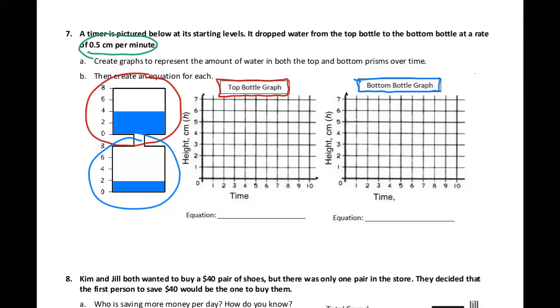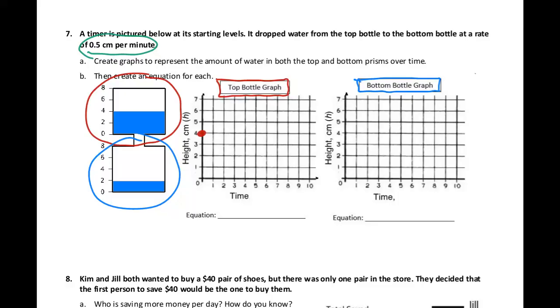So talk to me about the top bottle graph. What do you notice right now in this still frame? What would my y-intercept be, or the initial height? Come on. Put it in the chat. Now I can't see them all. I saw 2 that said 4. Yes, so we would start at 4.